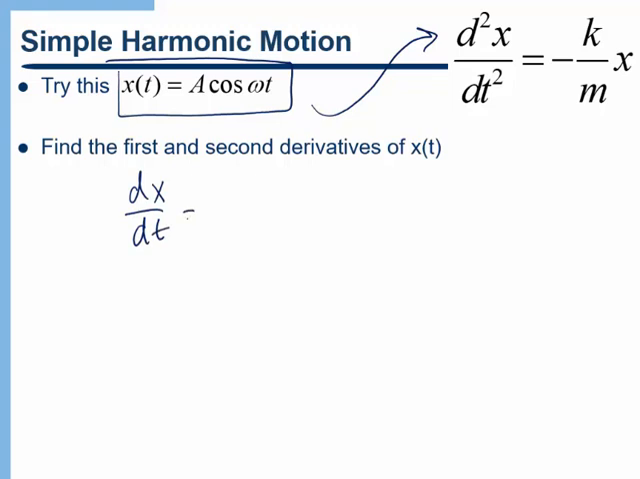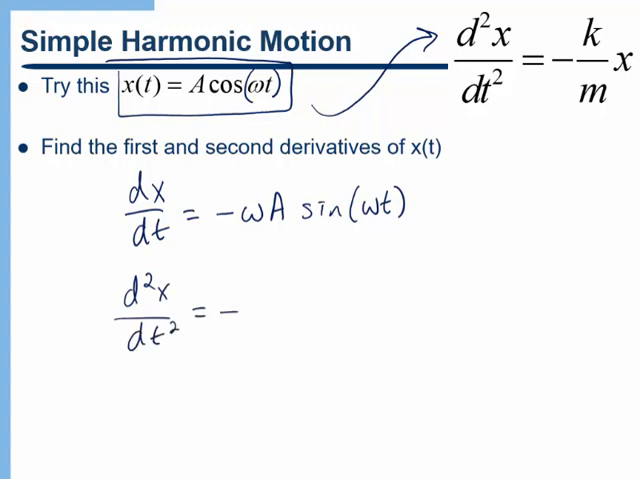dx/dt is going to be equal to negative omega a sine omega t. Remember, by the way, in physics, we often don't put those parentheses in, but they're there. We just don't usually write them. Okay, so that's the first derivative. The second derivative, d squared x/dt squared, is going to be negative omega squared a cosine omega t.